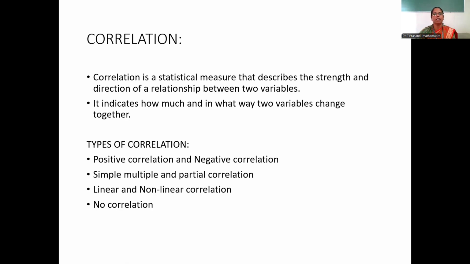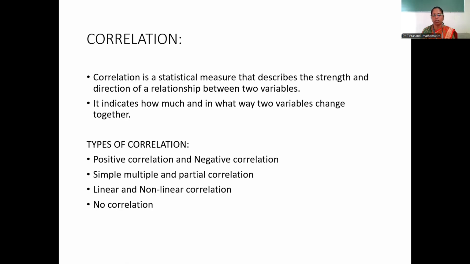As I said earlier, if we are finding correlation, it should be between variables which depend on each other. If we are trying to find any relation between variables which do not depend on each other at all, that is independent variables, there numerically the answer will be 0. That is called no correlation between the variables.